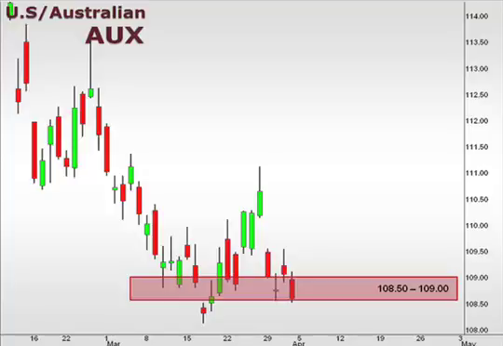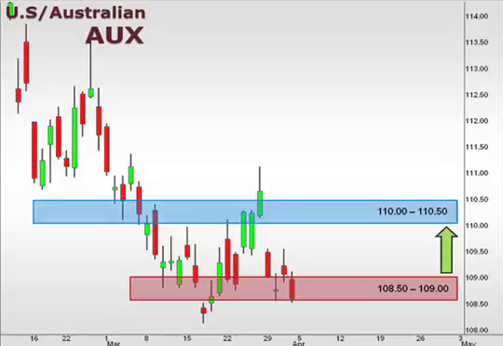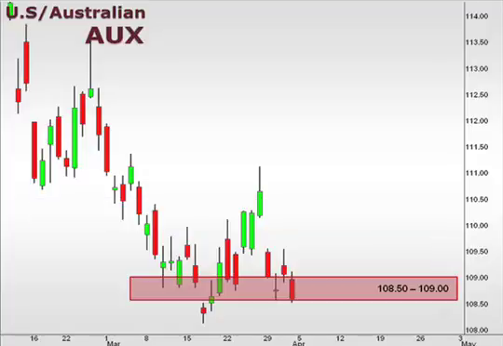Now, at this point, support here lends credibility to a possible bounce and retest of 110 to 110.5. However, until the pair value actually breaks and holds above this level, the path of least resistance continues to be to the downside, which will be signaled by a break below 108.5.